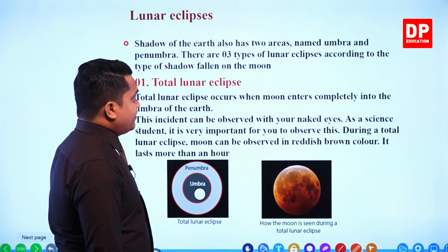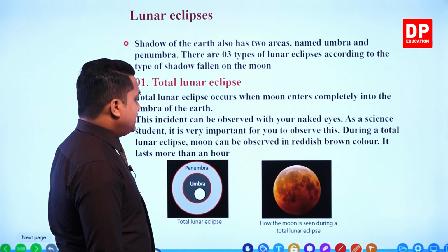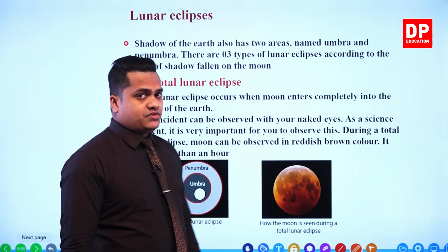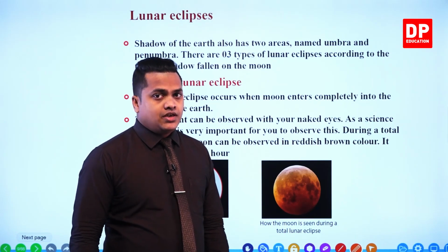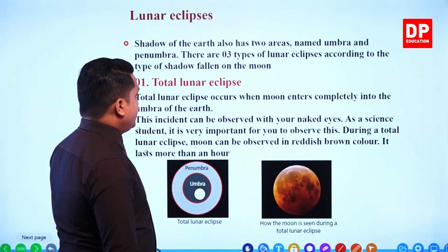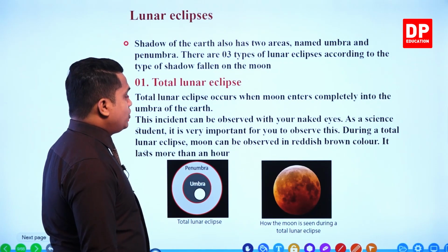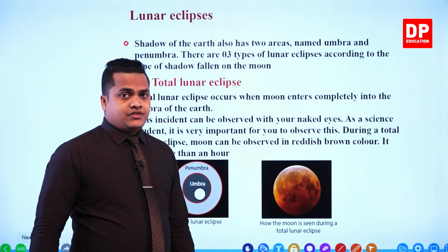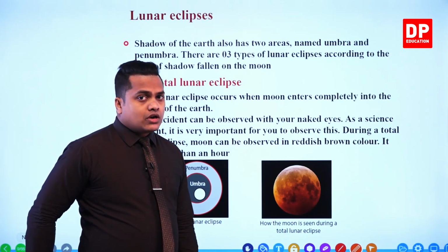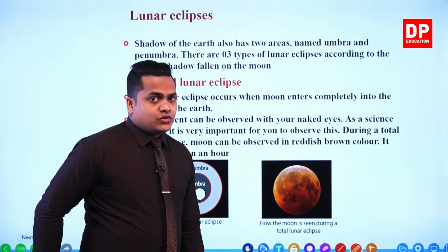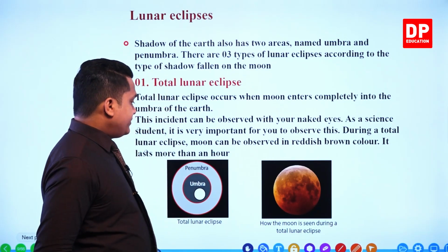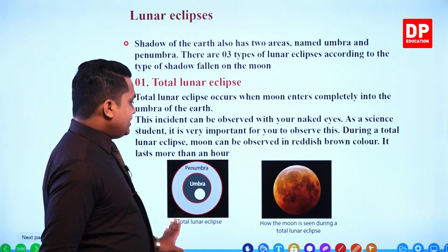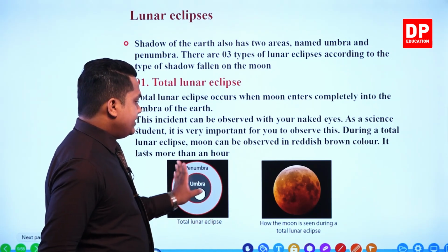So according to the type of shadow which is falling on the moon, there are 3 main types of lunar eclipses, my dear children. First of all, we are going to study about total lunar eclipse. As you can see here, this is the total lunar eclipse, my dear children. Within the figure also you can see it very clearly.